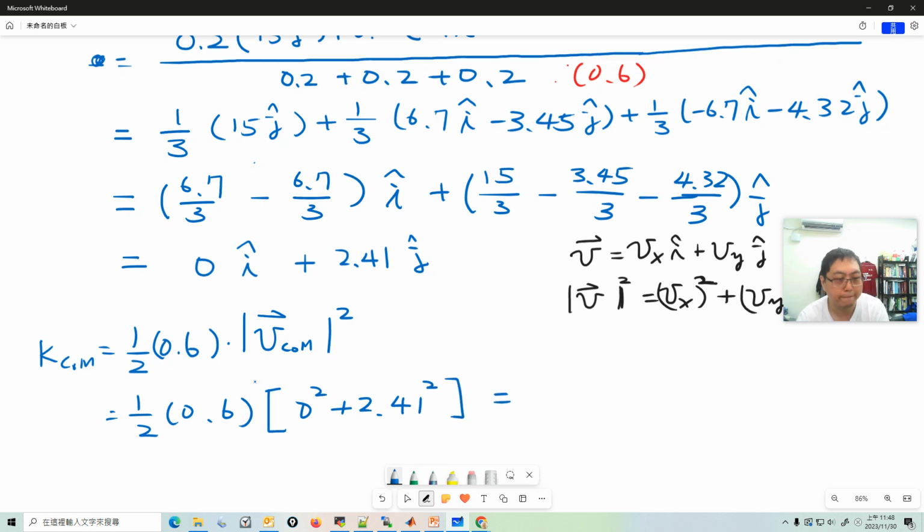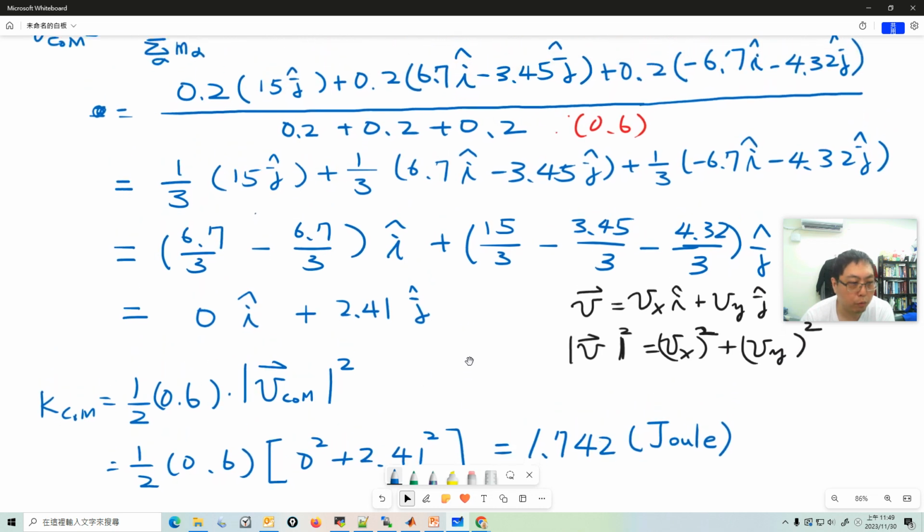What's the result? 2.41 square times 0.6 times 0.5, so it's 1.742, let's take three digits. The unit is joule, because in the MKS system, meter, kilogram, and second, the unit is joule. So we have the kinetic energy for the center of mass.